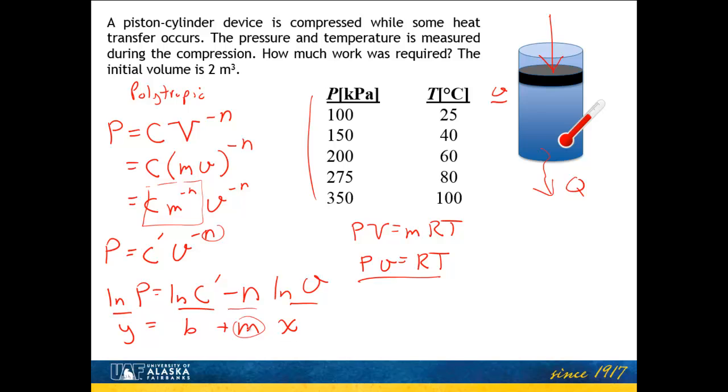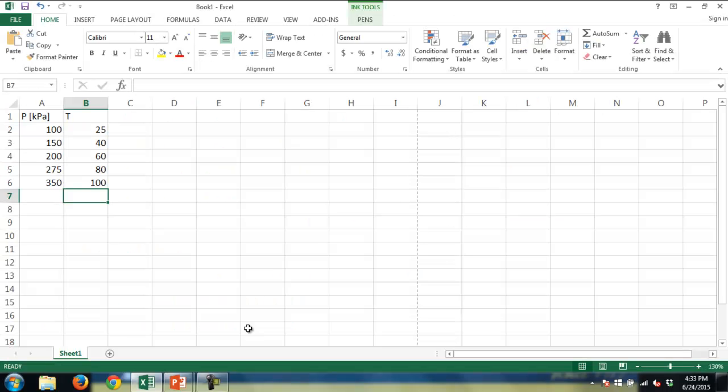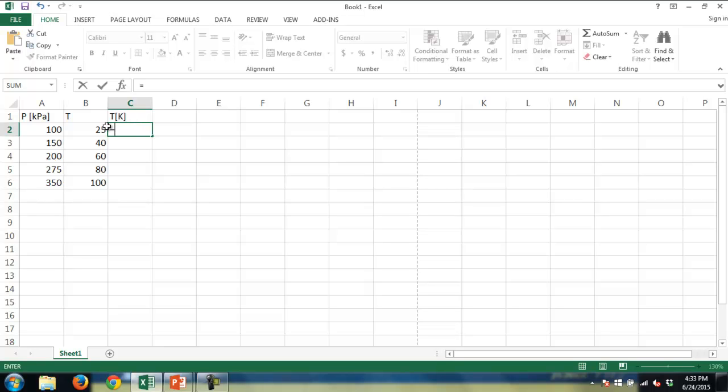So let's do that. I'm going to go into Excel to do that. So here I've moved into Excel, and what I have is the pressure and the temperature. The temperature was given in degrees Celsius, and since we're using the ideal gas law, we're going to have to do that in terms of Kelvin. So I'm going to make this column temperature in Kelvin, and that will be equal to this right here plus 273. We can copy that down for everything. So there's my temperature in absolute.